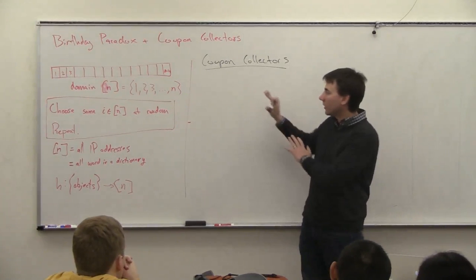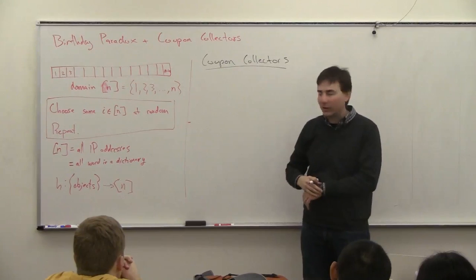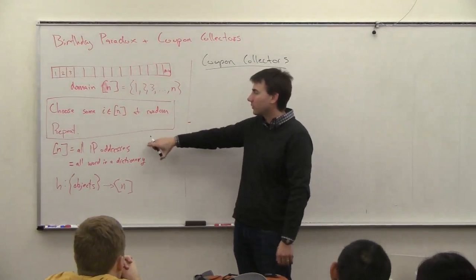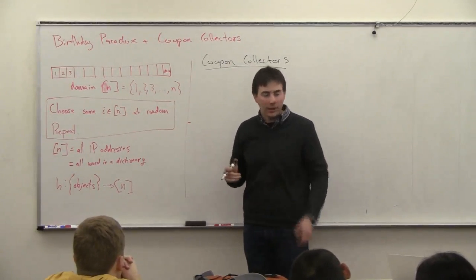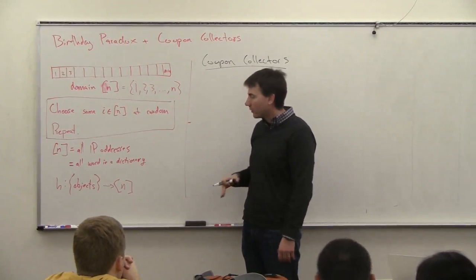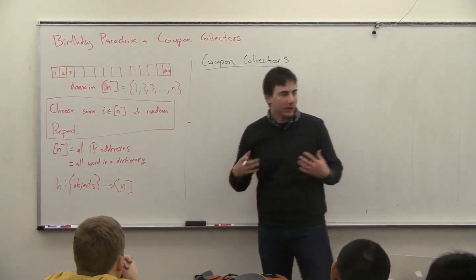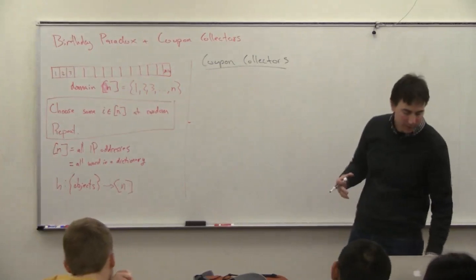So the coupon collector's problem analyzes it in this frame, right? We have this domain of n elements, and we want to draw until we see all of these elements in the set.